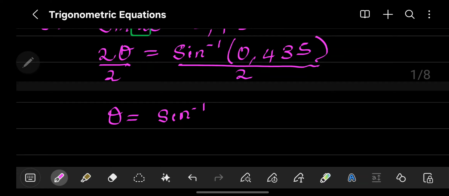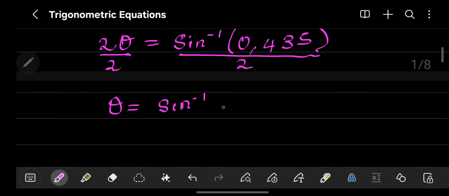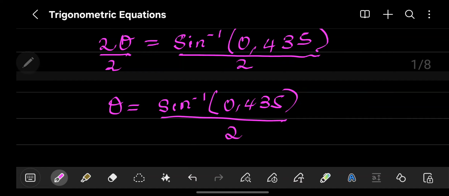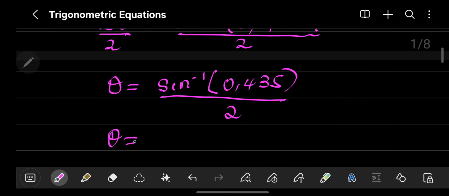Okay, so then you press this on your calculator. Then you will have 0.435, close the bracket, divided by 2. And then how much do you get when you press your calculator? Your theta, if you press your calculator very well, it will give you 12.9 degrees.